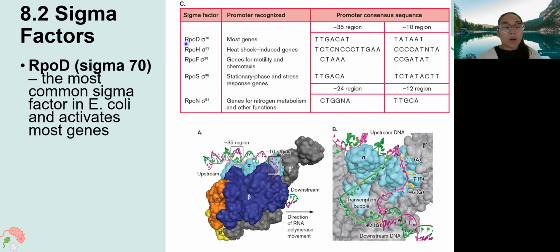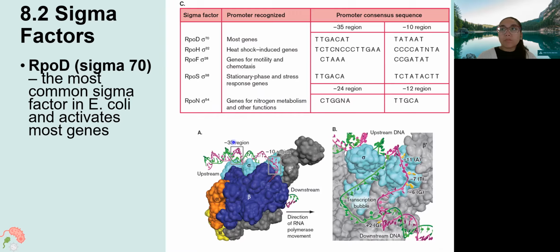So RPOD binds to most of the genes that E. coli uses. There's obviously other ones, so RPOS, and these help with turning on certain genes that are more specific. RPOS, for example, turns on genes so that the bacteria can go into stationary phase. Or RPON turns on genes that have to do with nitrogen metabolism. So some of these sigma factors are specific to certain types of genes, but RPOD is the one that's for most of the regular genes that are always active in E. coli.